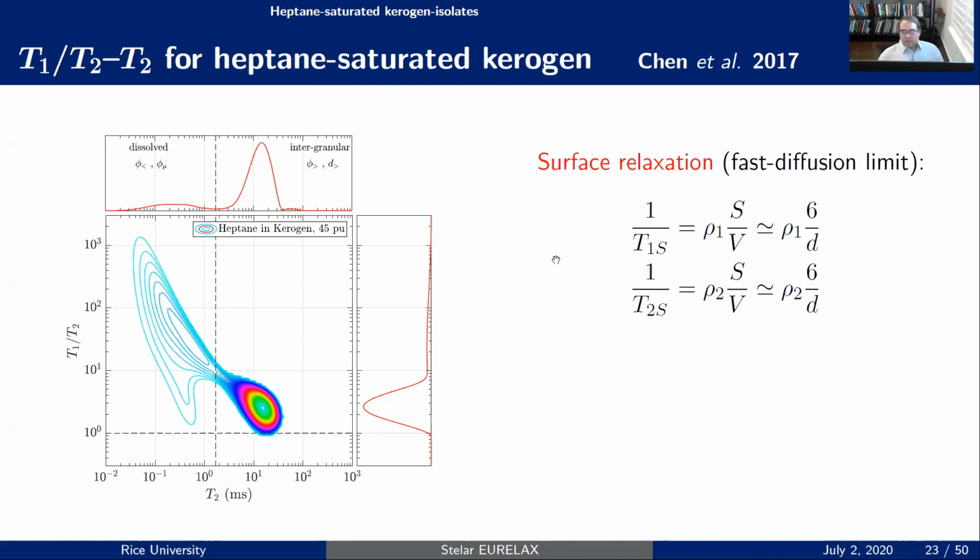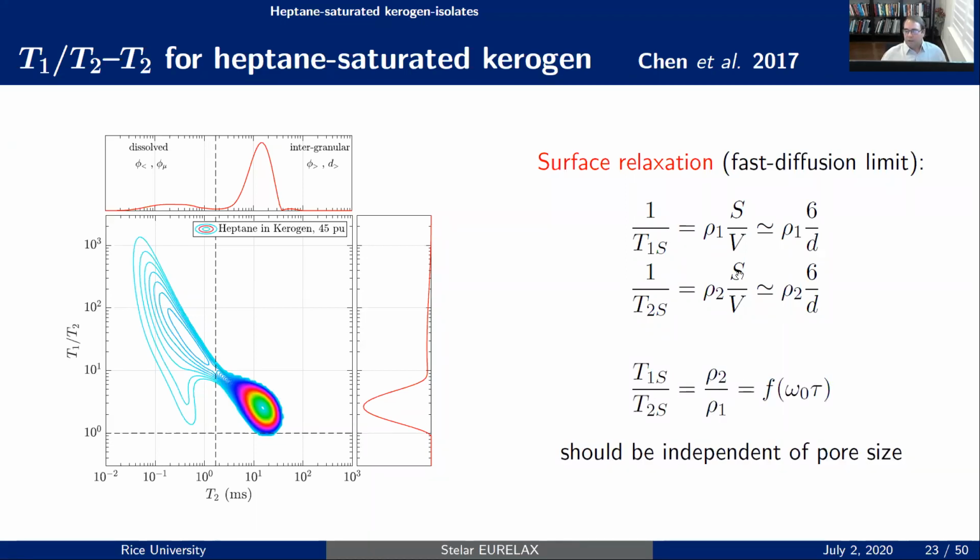And what this does as well is, as you know from surface relaxation theory in the fast diffusion limit, 1 over T1 is given by the surface to volume ratio of the pore and this parameter, rho, which is surface relaxivity, and it's basically proportional to 1 over pore size. But when you divide T1 by T2, the geometry or the pore size should drop out, and you're left with a function of omega times the correlation time.